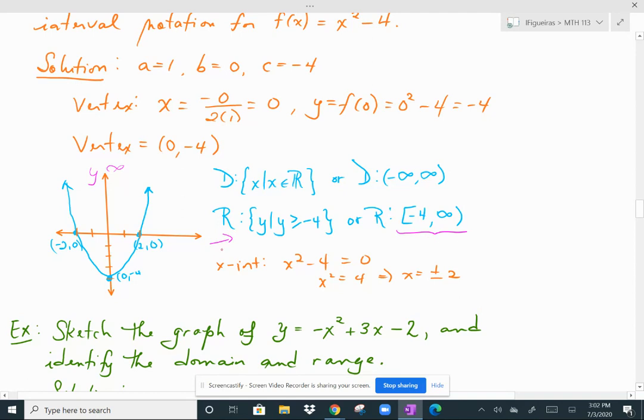So here I showed you the work on how to find the x-intercepts. You find x-intercepts by letting y equal 0. I used the square root method to solve it. So you get x squared equals 4, so x is plus or minus 2, which are these two values that I plotted here.